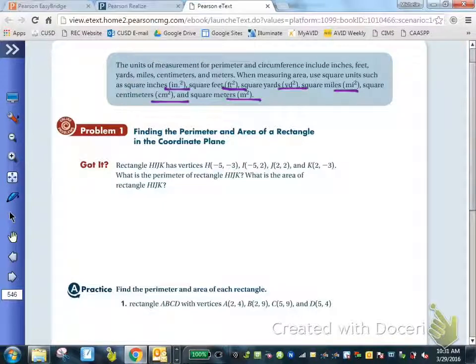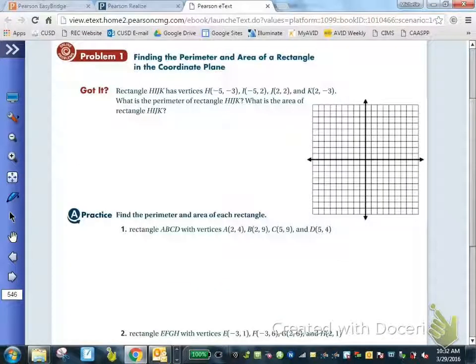Okay, so let's do the first one. So problem number 1. They tell us that we have a rectangle HIJK, and they give us the vertices. H is at -5, -3. So let's graph that. So right here, H. I, -5, +2. So right here. J is at 2, 2. And K is at 2, -3. And then connect those.